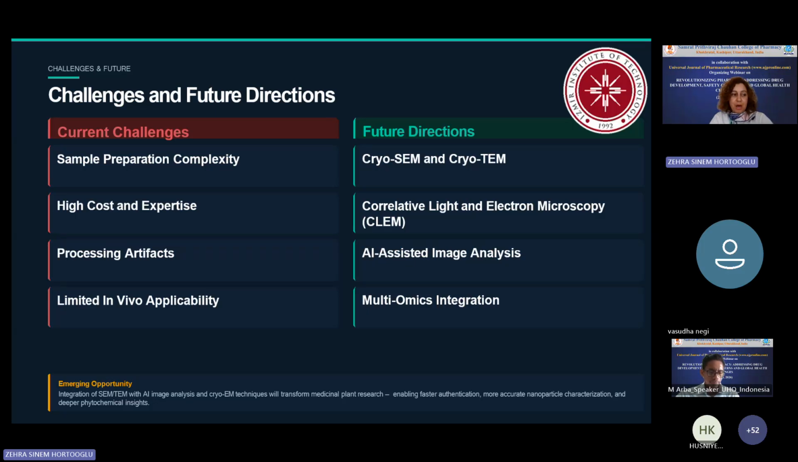enabling high-throughput screening of medicinal plant materials. And the last one, multi-omics integration, linking electron microscope-derived morphological data with metabolomics, genomics, and proteomics for a holistic understanding of medicinal plant biology, which is very important. Integration of SEM and TEM with AI image analysis is, we hope, the way forward.